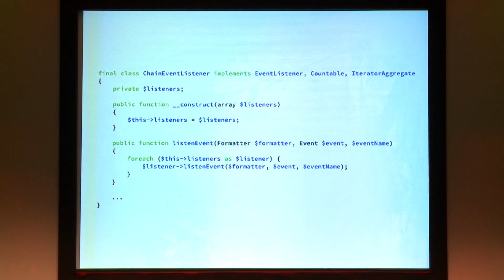Chained event listener. You register an array of different listeners into it, and all it does is iterate over them and call each one. Here's an event, here's an event, here's an event, the same event, right? It just proxies, spreads them out.